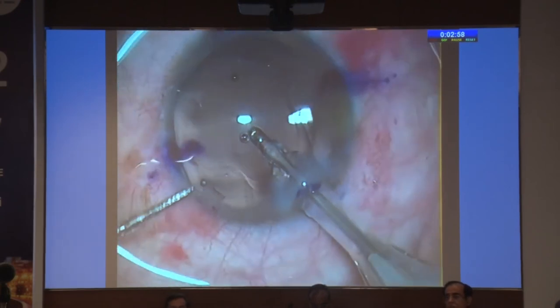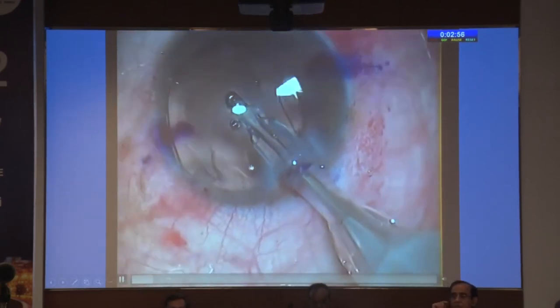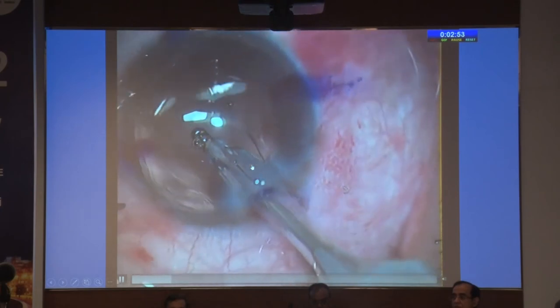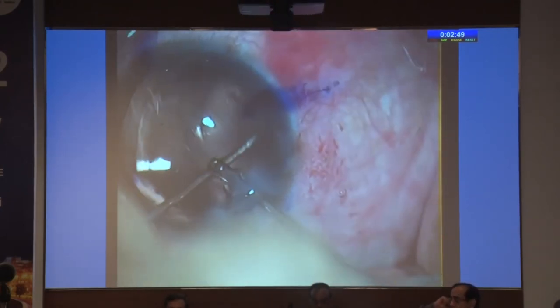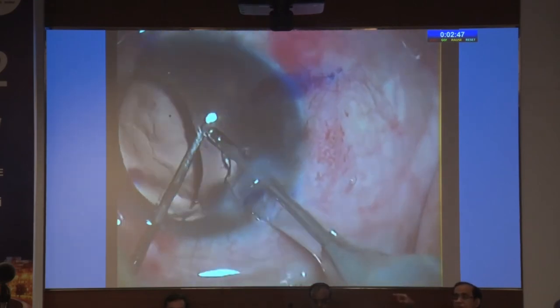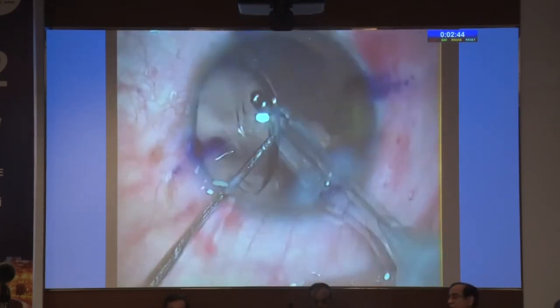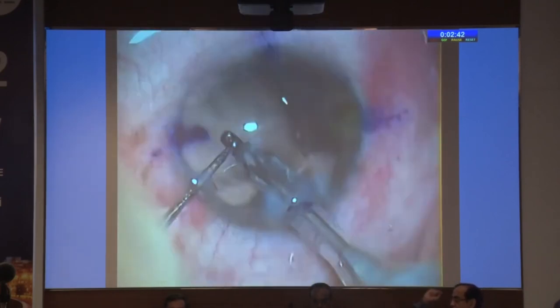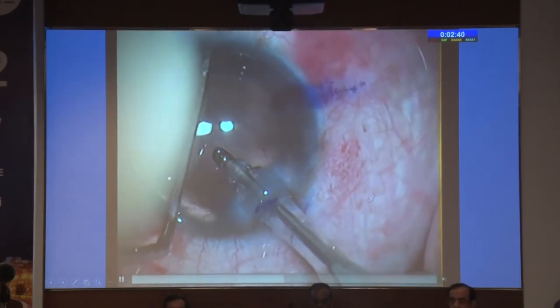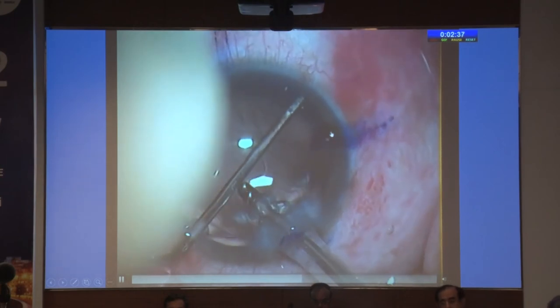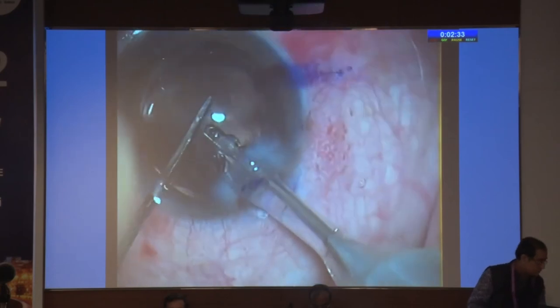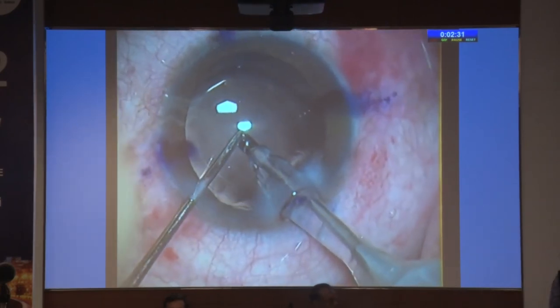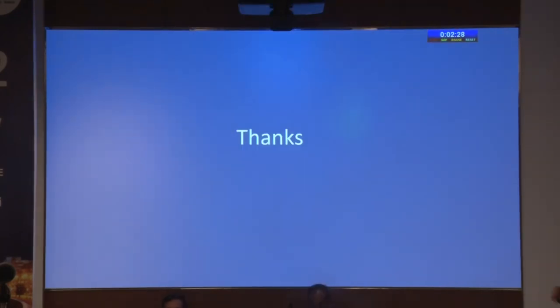And to move the IOL into the axis of alignment while irrigation aspiration is going on, one can take advantage of a second instrument and bring it to the axis of alignment. So you could leave it just around 5 to 10 degrees before that axis of alignment, and then finally you can do it. So these were the few surgical tips I just wanted to share with all of you. Thank you.